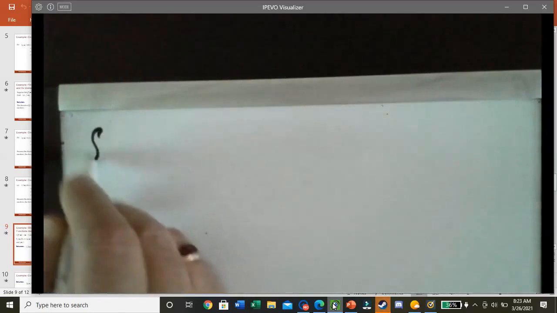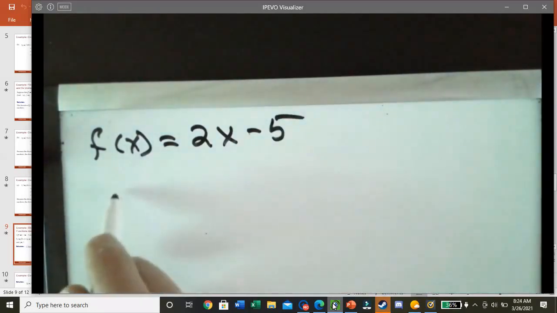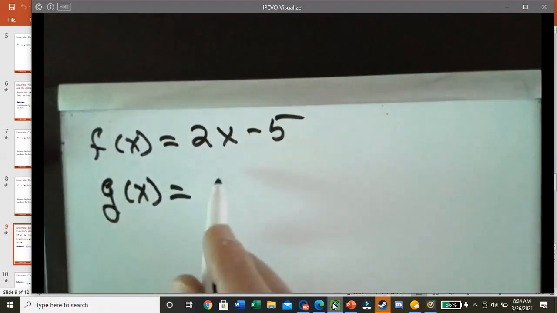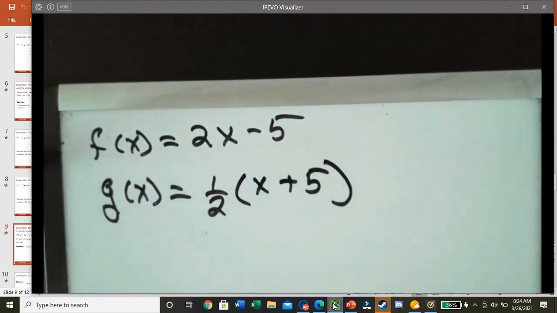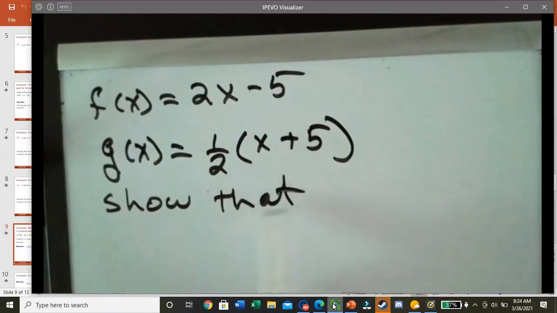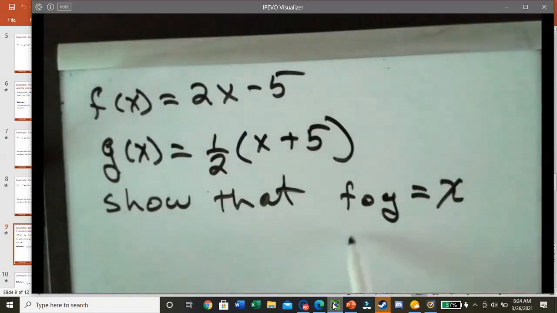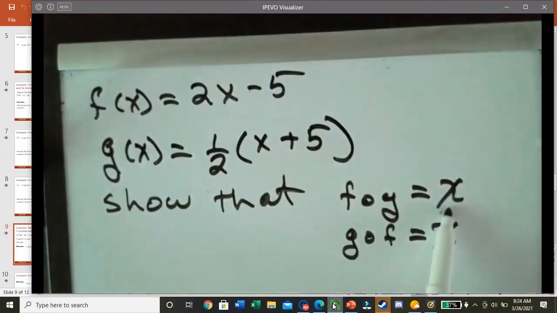Okay, here we go. So f of x is equal to 2x minus 5, and g of x is equal to 1/2 x plus 5. And we want to show that f composed with g equals x, and g composed with f equals x. Now, if these two functions are inverses of each other, then you're going to get x. Well, if one equals x and the other one equals x, then you can say that these two functions are equal, right? Or they're equivalent.